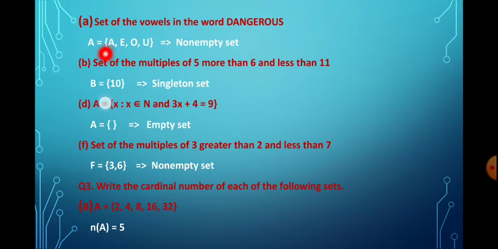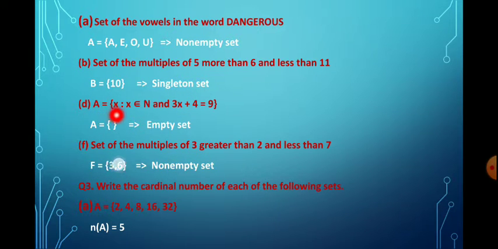So let the set be A, is equal to the vowels in the word dangerous, which is A, E, O, U. So we are having more than one element, so it's a non-empty set. Number B, set of the multiples of 5 more than 6 and less than 11. So more than 6 and less than 11 we have only 10. So let the set name be B. So B is equal to 10. There is only one element, hence it's a singleton set.